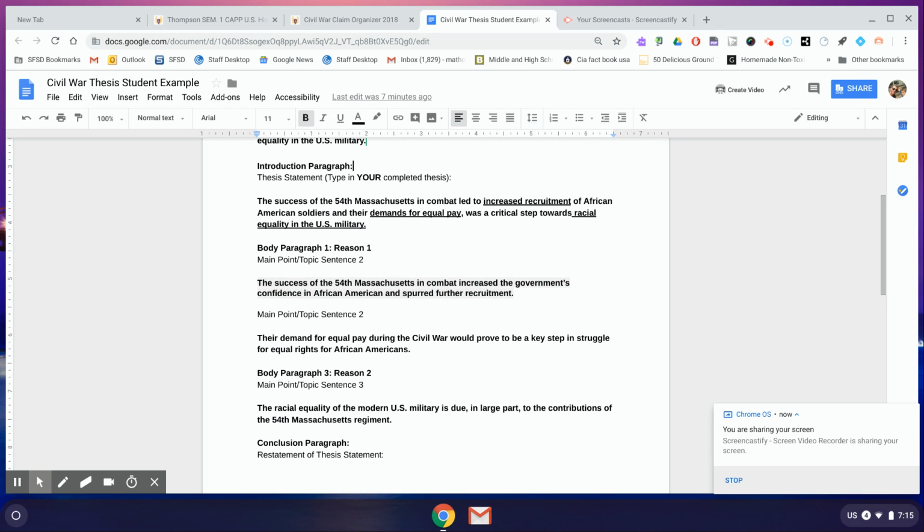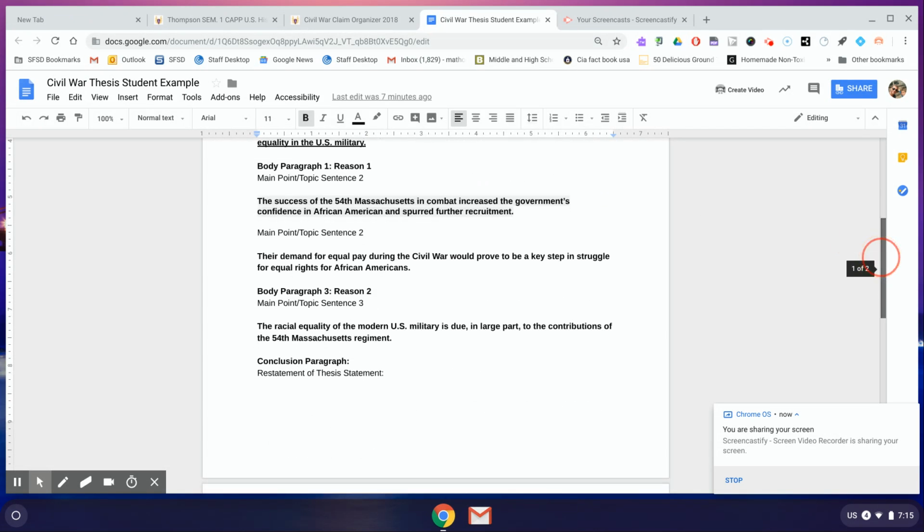Then I'm looking for the main ideas that I use to create that statement. In this case, increased recruitment is a main idea for me. Their demands for equal pay in the 54th is a key point for me. And the importance being this is a step for racial equality in the U.S. military. I then take each of those main ideas and I break them down to my main points or topic sentences, whatever you want to call them, the ideas that will become the first sentence of each body paragraph.